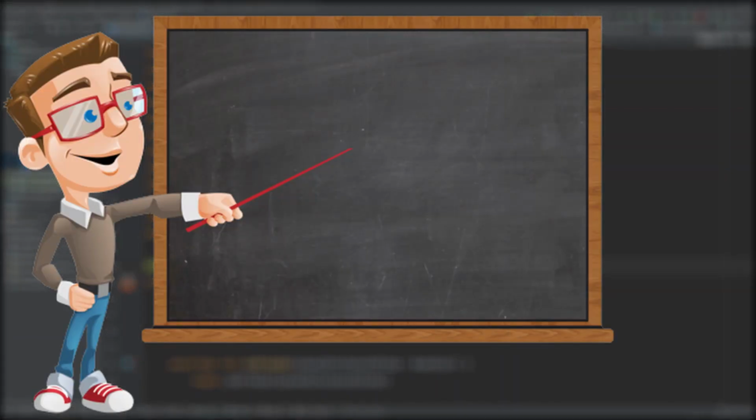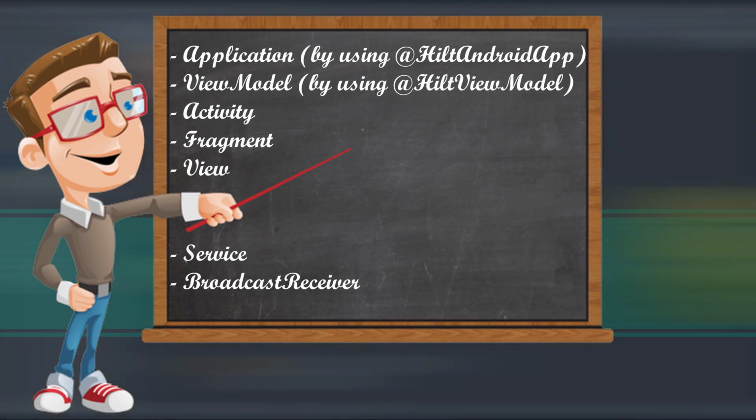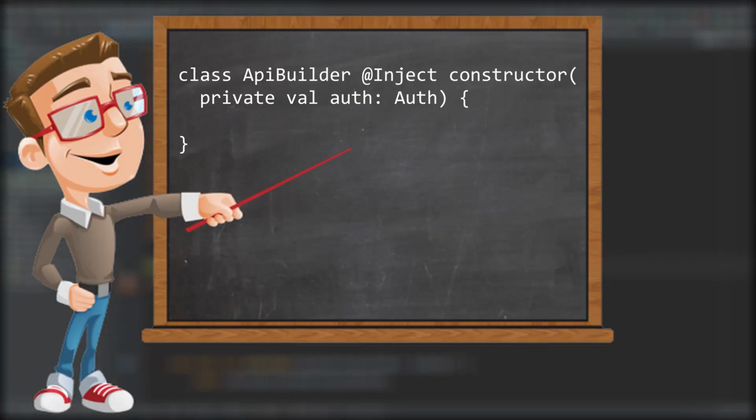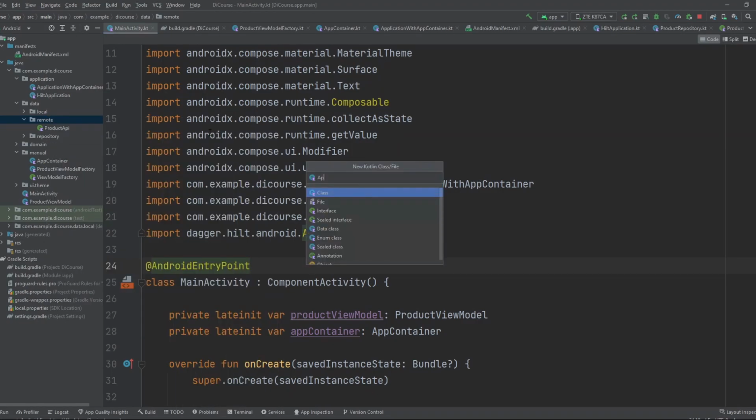The supported classes are Application, ViewModel, Activity, Fragment, View, Service like a Firebase service, and BroadcastReceiver. Bindings contain the necessary information to provide an instance of a type as a dependency. When using the annotation @Inject on the class constructor, we tell Hilt how to provide an instance of that particular class. For example, I'm going to add another class. I'm going to call it ApiBuilder.